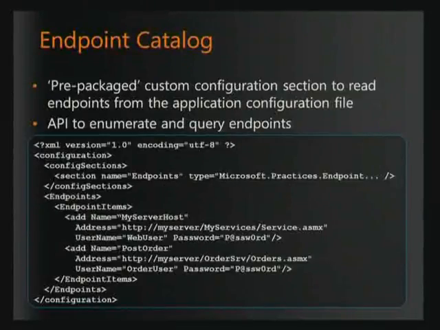Another one of these building blocks, and we're building up to the disconnected service agent, which uses all of these, is the endpoint catalog. As I mentioned before, it's just a convenience block for storing your URLs and your usernames and passwords in a config file. So this is a classic example of a section that you might want to encrypt. In fact, we'll do that later on in the demo. This block gives you the config sections out of the box, essentially.